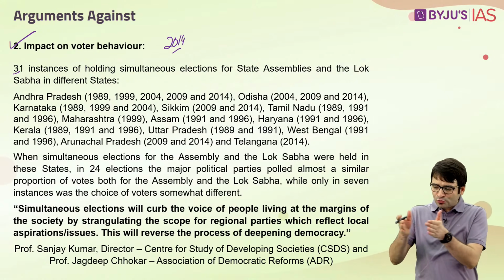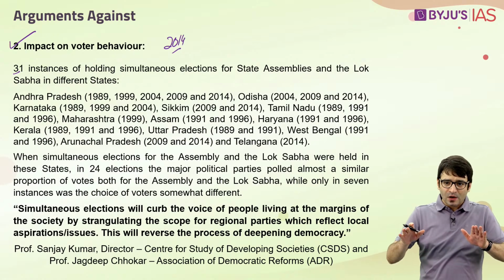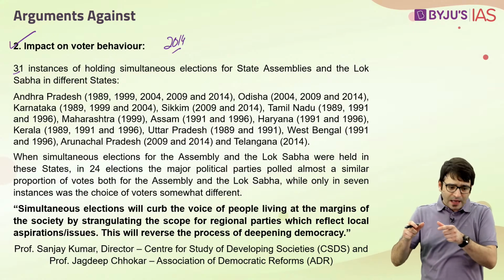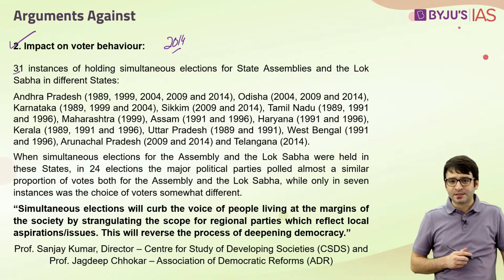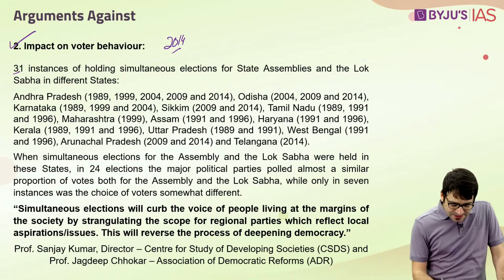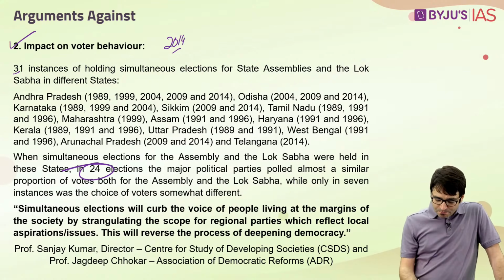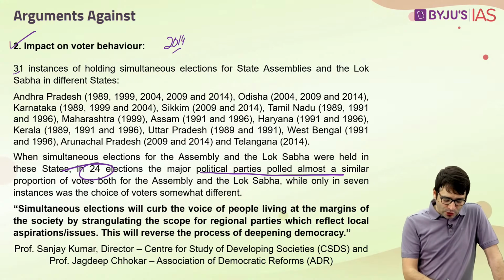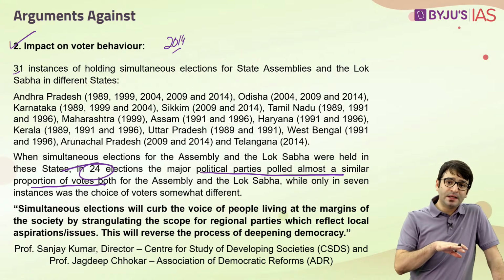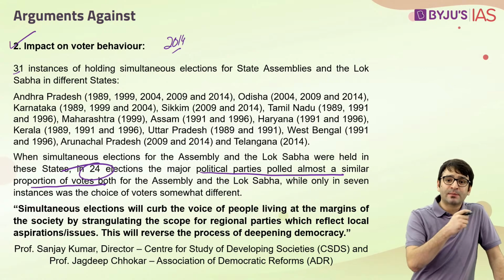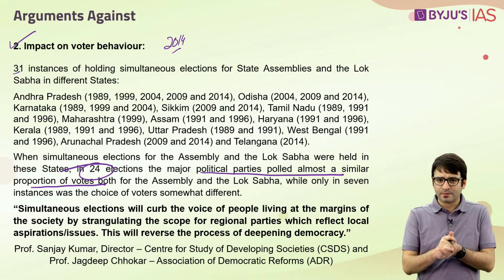From 1989 till 2014, there have been 31 instances where the Lok Sabha as well as state legislative assembly elections were conducted simultaneously. And out of these 31, in 24 times, major political parties polled almost a similar proportion of votes, both for Assembly as well as for Lok Sabha elections, which means people get confused.